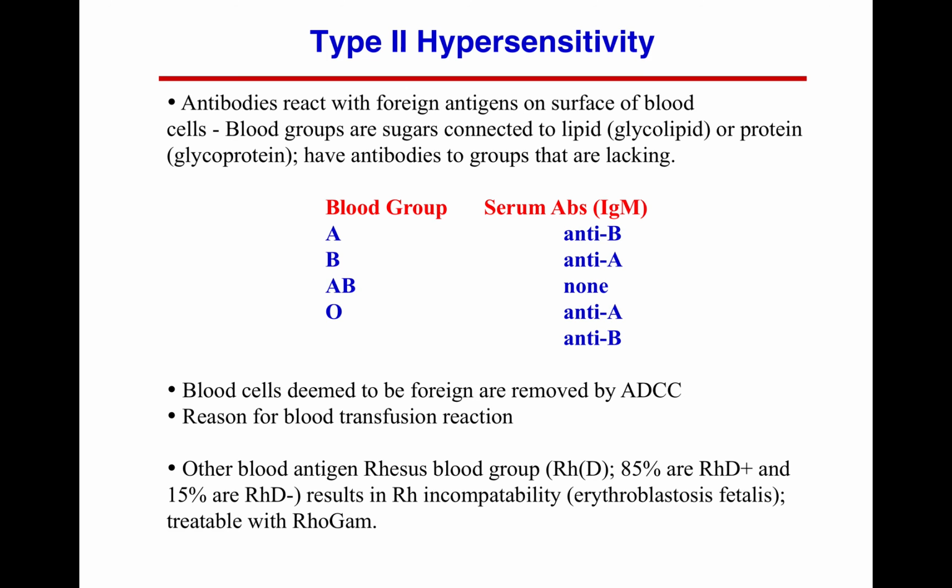The other factors are Rh factors or Rhesus blood groups, and about 85% are Rh positive and about 15% are Rh negative. And this can result in Rh incompatibility, and as we'll see, this is potentially treatable, and this is a potential type of hypersensitivity reaction.